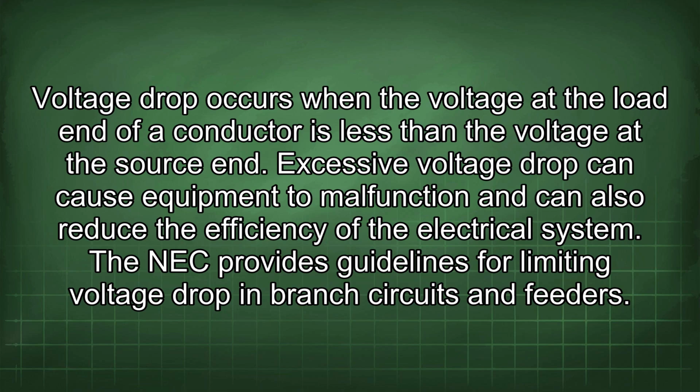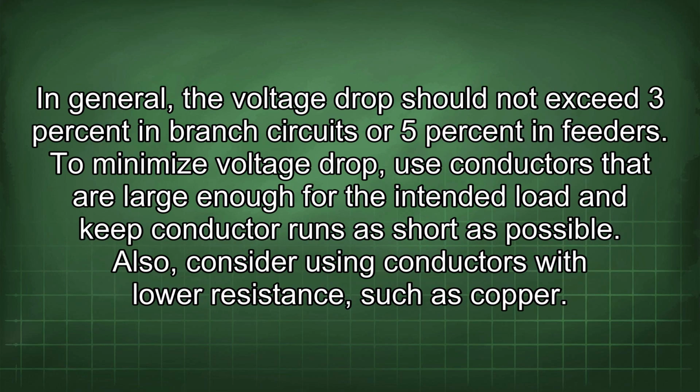The NEC provides guidelines for limiting voltage drop in branch circuits and feeders. In general, the voltage drop should not exceed 3% in branch circuits or 5% in feeders. To minimize voltage drop, use conductors that are large enough for the intended load and keep conductor runs as short as possible. Also, consider using conductors with lower resistance, such as copper.